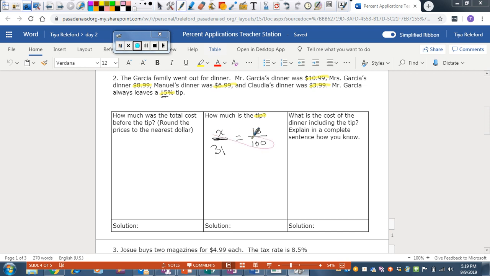So X times 100, 31 times 15, and then you'll divide by 100. Opposites cancel out, so you have 465 divided by 100.